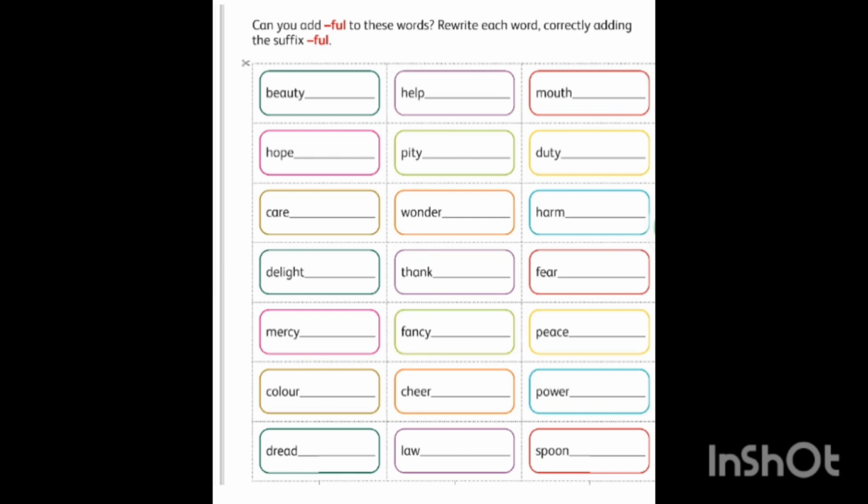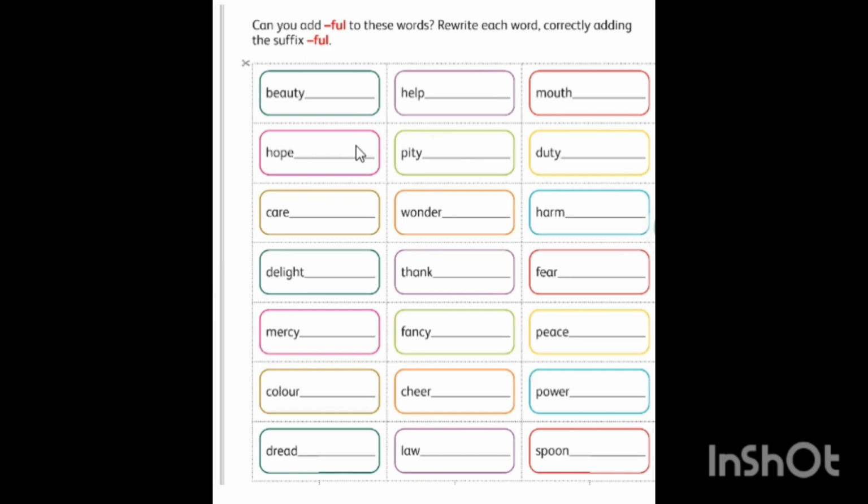An exercise to do as homework. Can you add full to these words? Rewrite each word correctly, adding the suffix full. The first one, beauty. Do you know the meaning of beauty? Beauty, a noun, means very good. So I want to put full here. When you write beauty plus full, read this correctly. You change this from noun into adjective. Help is a verb. I want to change it into an adjective. So put full and read it.